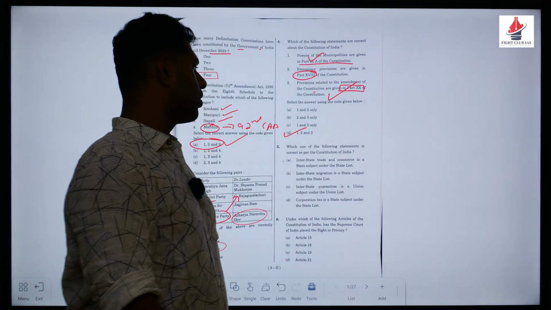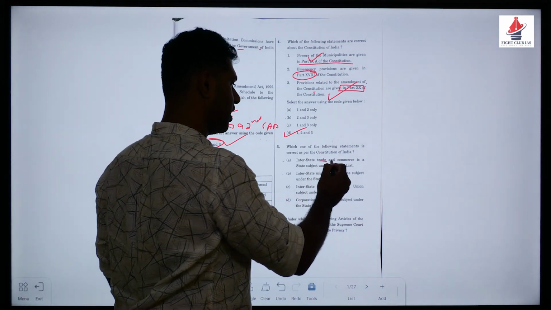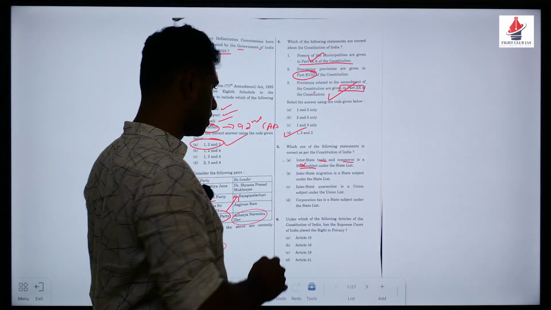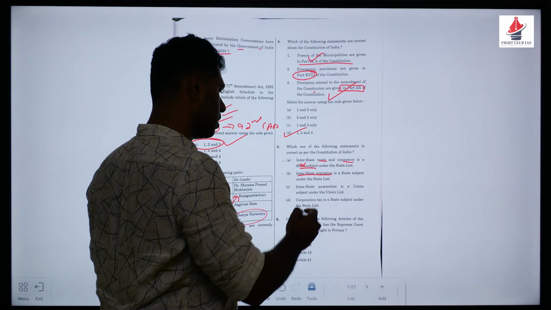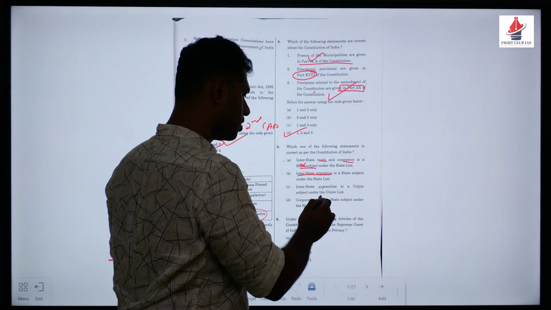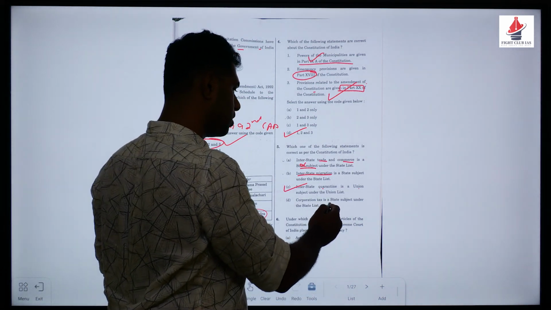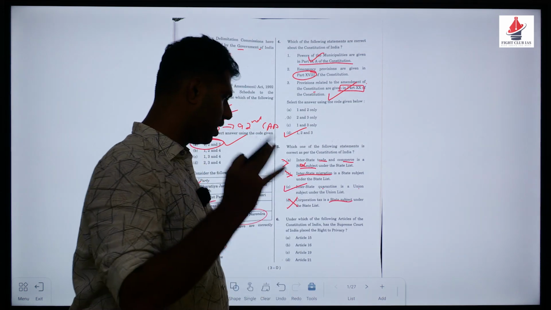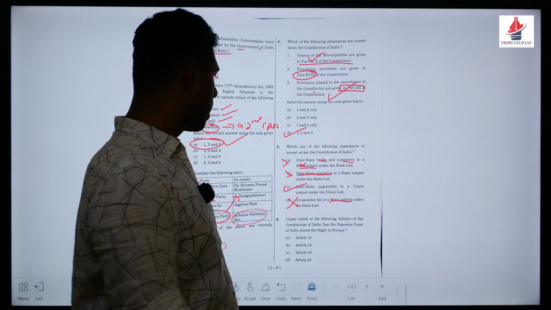Clear? Which one of the following statements is correct as per the Constitution of India? Interstate trade and commerce is a state subject. No. It is not a state subject, it's a union subject. Interstate migration is a state subject? No, it's a union subject. Interstate quarantine is a union subject under the union list? Yes, this is correct. Corporation tax is a union subject. This is also wrong, right? So you have 3 wrong answers over here and C is your right answer. Right? Now coming to the 6th one.